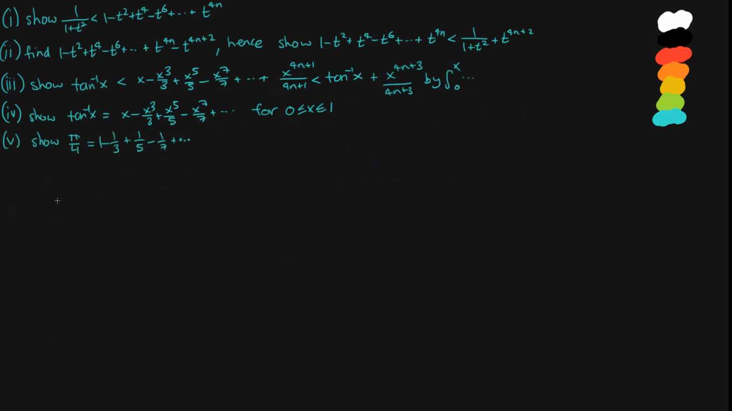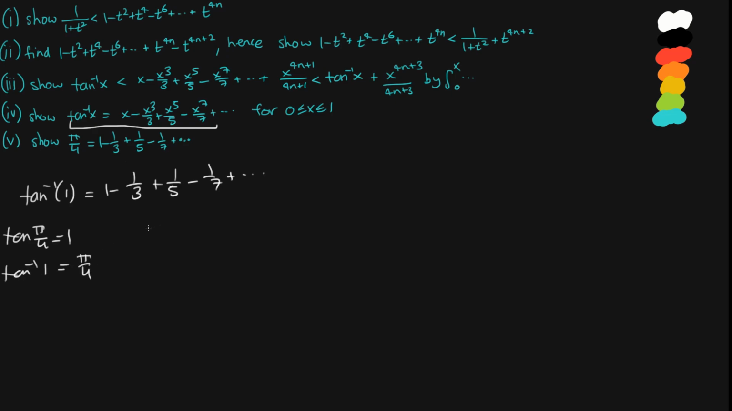And now we've just got the last bit, which is pretty simple. We'll take this series and we'll just sub in x equals 1. If you remember, tan pi on 4 equals 1, so inverse tan 1 equals pi on 4. So we have pi on 4 is equal to this sum, which is what we wanted to show. There we go. Pretty simple.